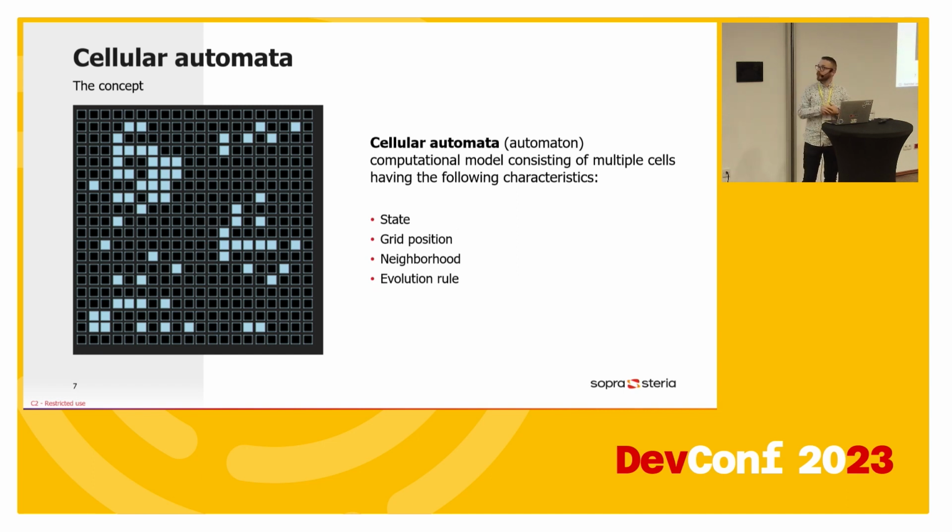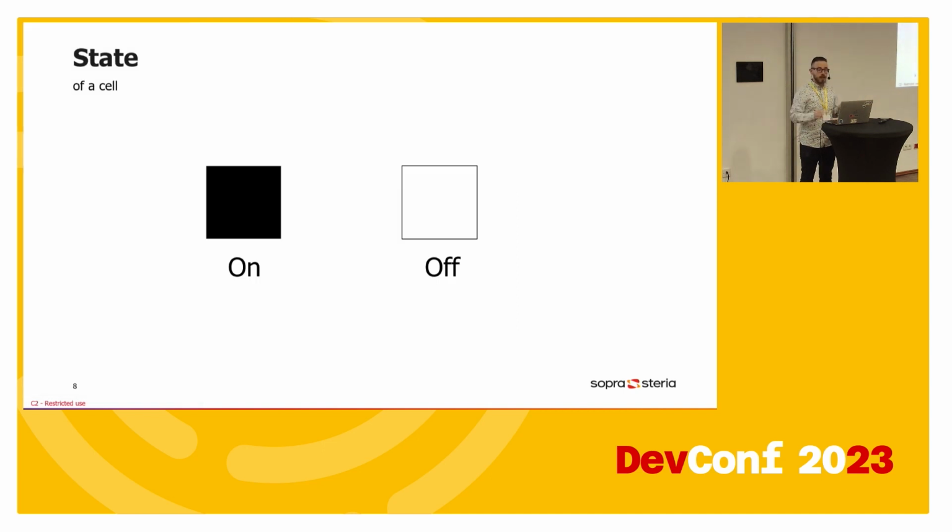So what is cellular automata? It is a computational model which consists of cells and has specific characteristics. The list of the characteristics you can see here on the slide, and on the left side you can see a visualization of an example of cellular automata. Such cellular automata consist of 4 characteristics: state, grid position, neighborhood, and rules. We are going to make a quick recap of them.